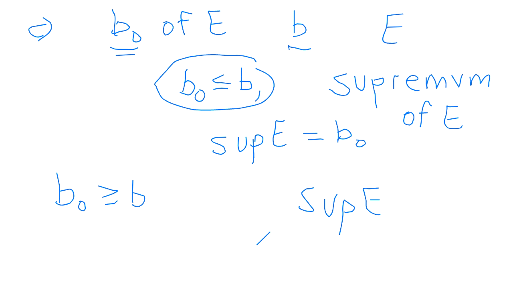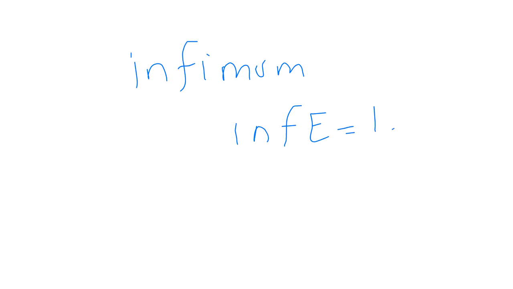Then B naught is called the greatest lower bound, or the infimum. Infimum of E. And this is written infimum of E is the B naught, assuming that's what we call it.